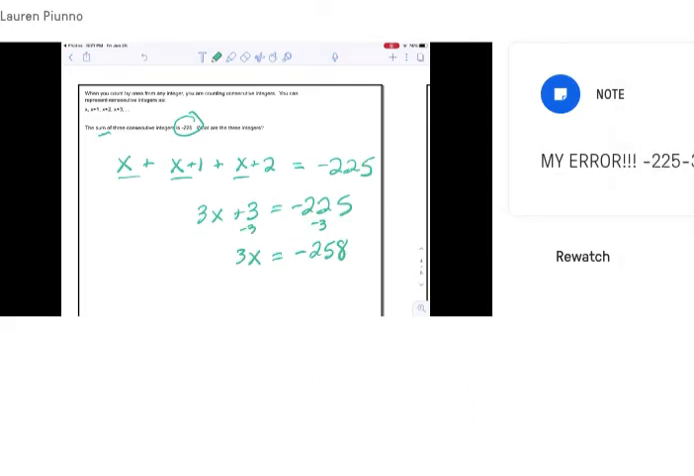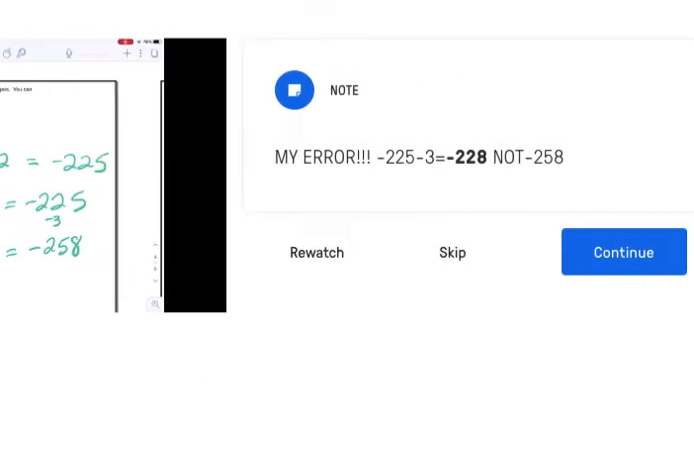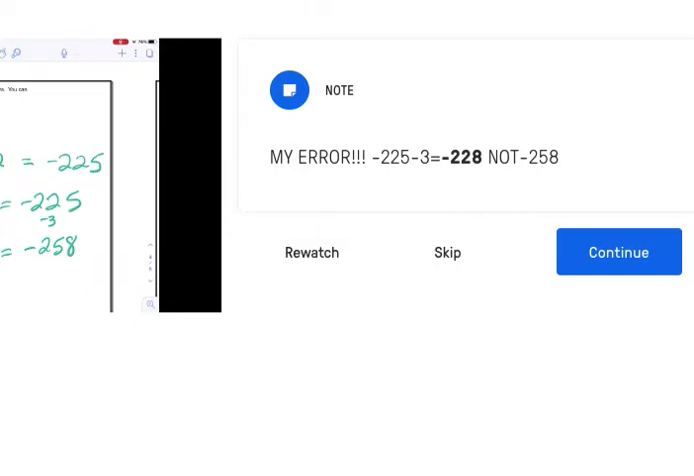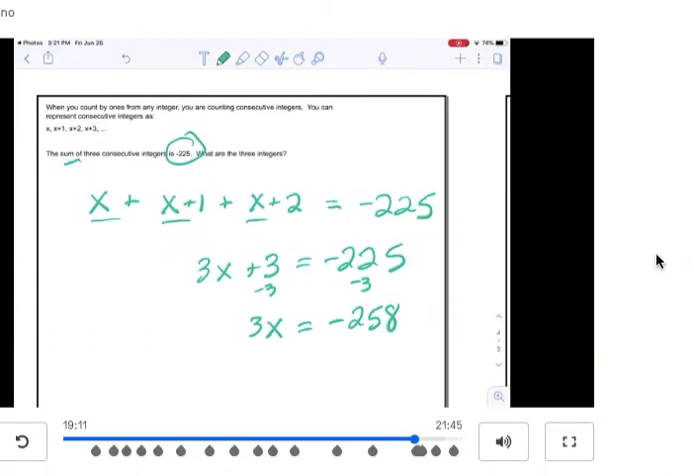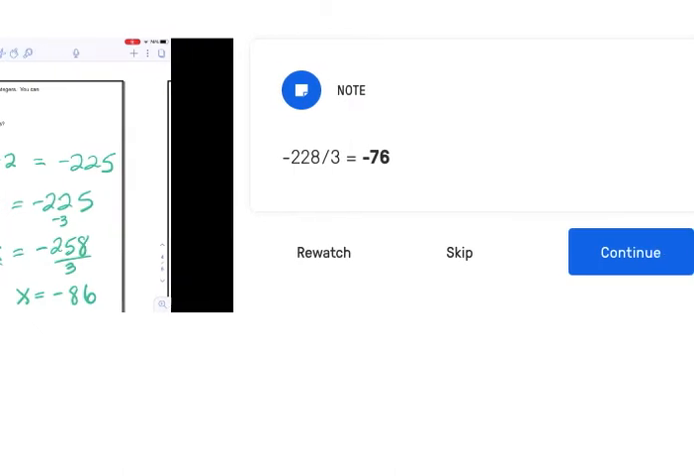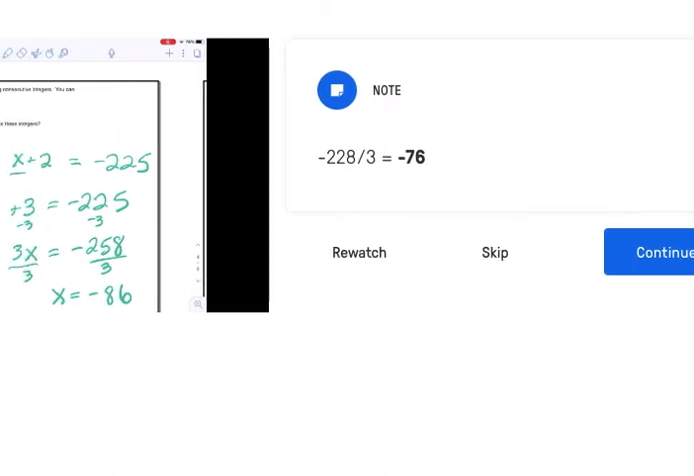So there's an error. Negative 225 minus 3 is equal to negative 228. I wrote negative 258. So just keep that in mind. Divide by 3, and that tells me that x is negative 80. So again, negative 228 divided by 3, the answer should be negative 76.